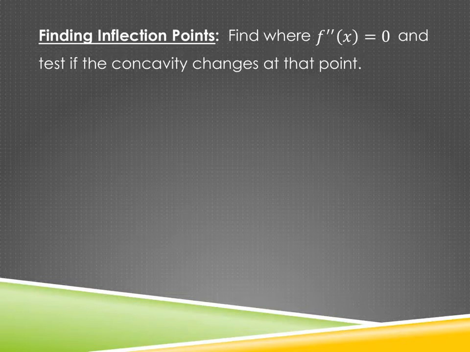So we're going to find where the second derivative is equal to 0. And that's going to determine for us if, in fact, we have a location where we might have an inflection point. And in the next graph, we actually have an equation to work with.